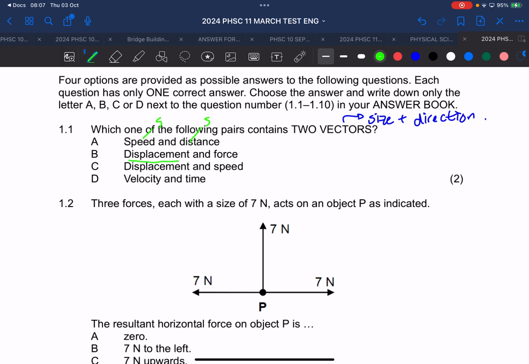Then we have displacement. What is that, Flonnie? Vector or a scalar? It is a vector. And force? Force, can you have negative force? No. Force in a negative direction? Yes, when we're busy with forces, we choose a positive direction. So force is also a vector, so the answer is B.